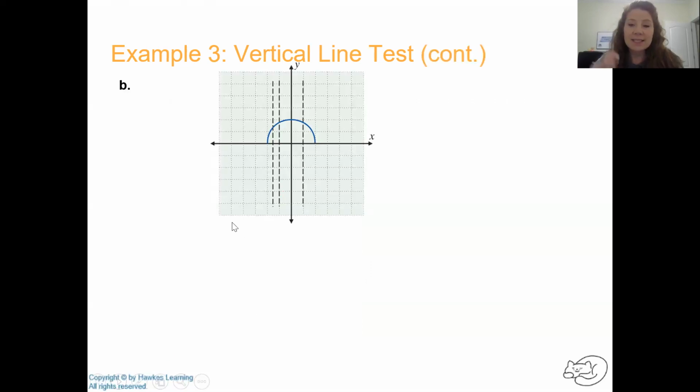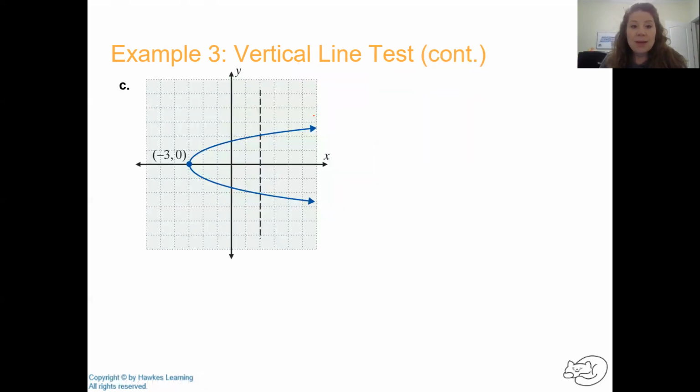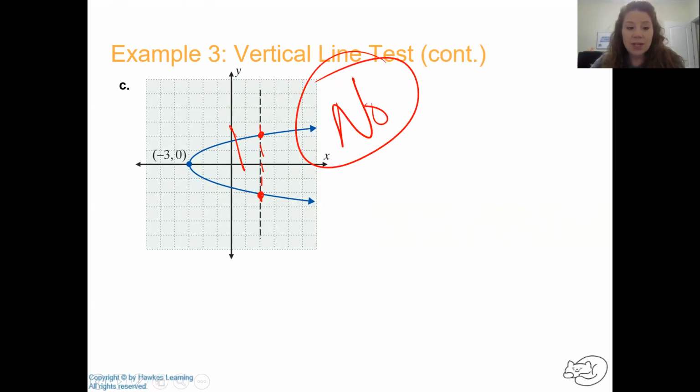All right, let's look at this half circle. So they drew 3 vertical lines, and in all 3 situations, they only went through the picture 1 time on the same vertical line. So is this a function? Yes, it is. It passed the vertical line test. What about this? They drew this vertical line and said, uh-oh, I went through the picture here and here. If it happens anywhere on the picture that's graphed, it's not a function. Not a function. It failed the vertical line test.